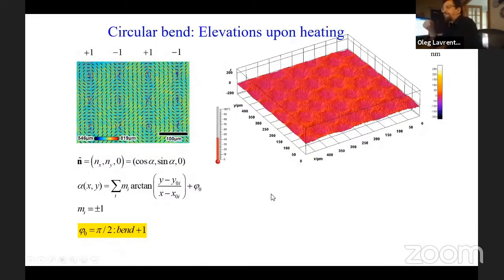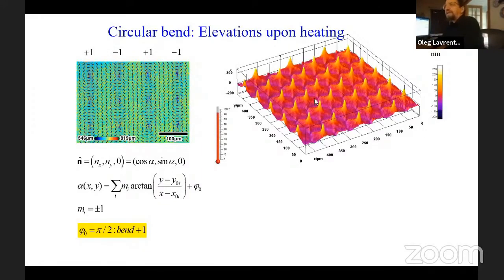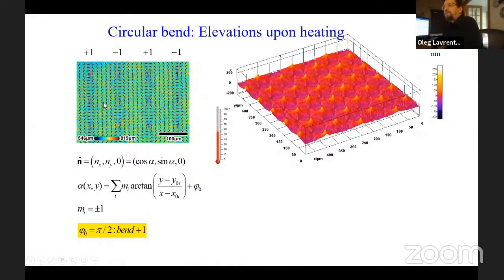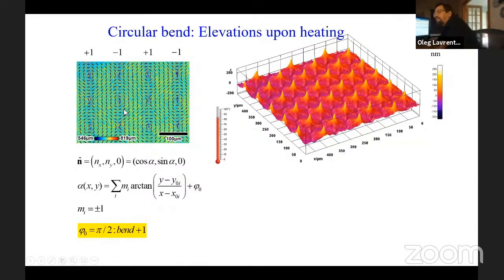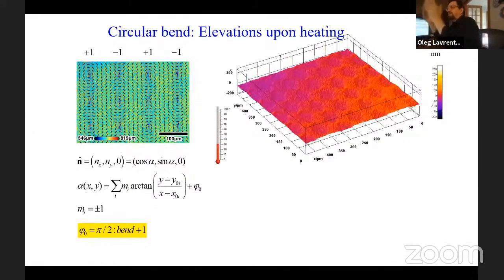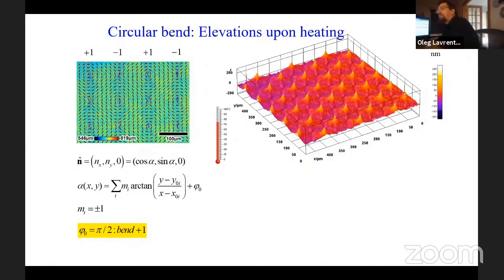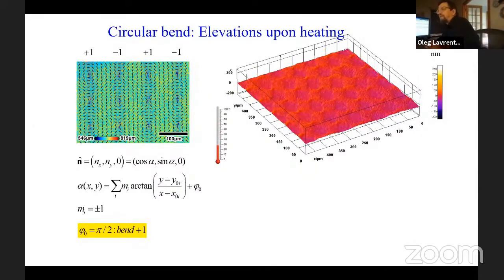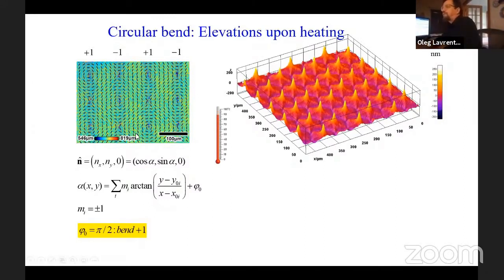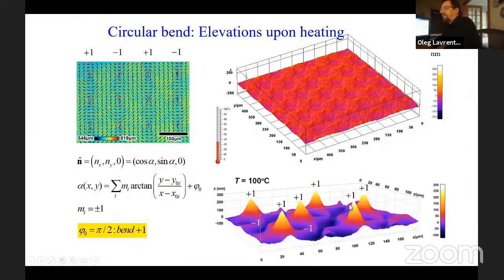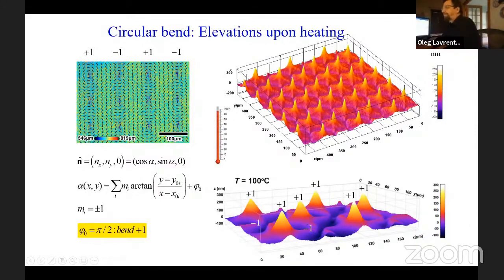The next sample shows a totally different behavior. In this pattern, the director field experienced these circular deformations. And when you heat such a coating, then instead of indentations, you have elevations, you have peaks, mountains, if you wish, when you increase the temperature. And as you see, the effect is very robust. Each and every defect that was pre-designed in the plane of the elastomer produces a spike. You can see the still pattern here at the bottom of the slide.